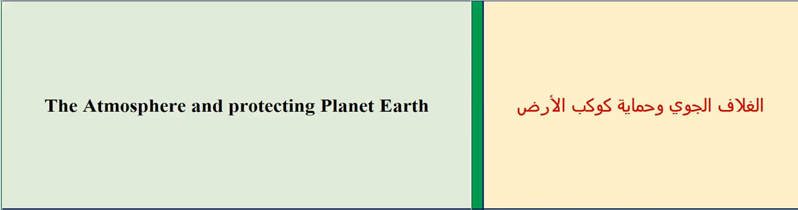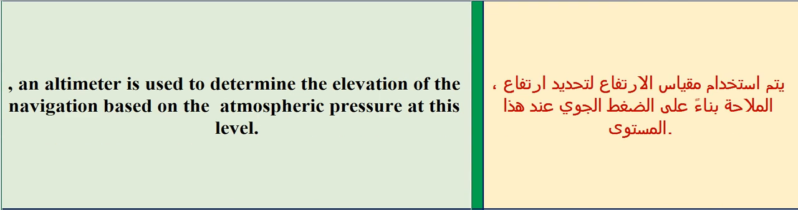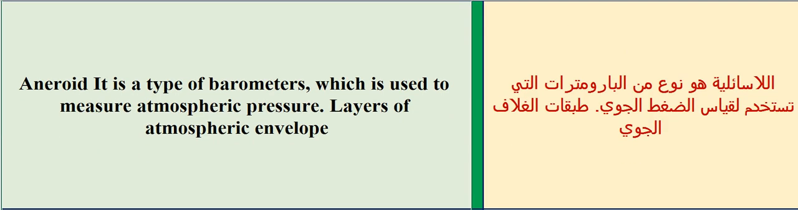Unit 2. The Atmosphere and Protecting Planet Earth. Lesson 1. An altimeter is used to determine the elevation of the navigation based on the atmospheric pressure at this level. Aneroid is a type of barometer, which is used to measure atmospheric pressure.